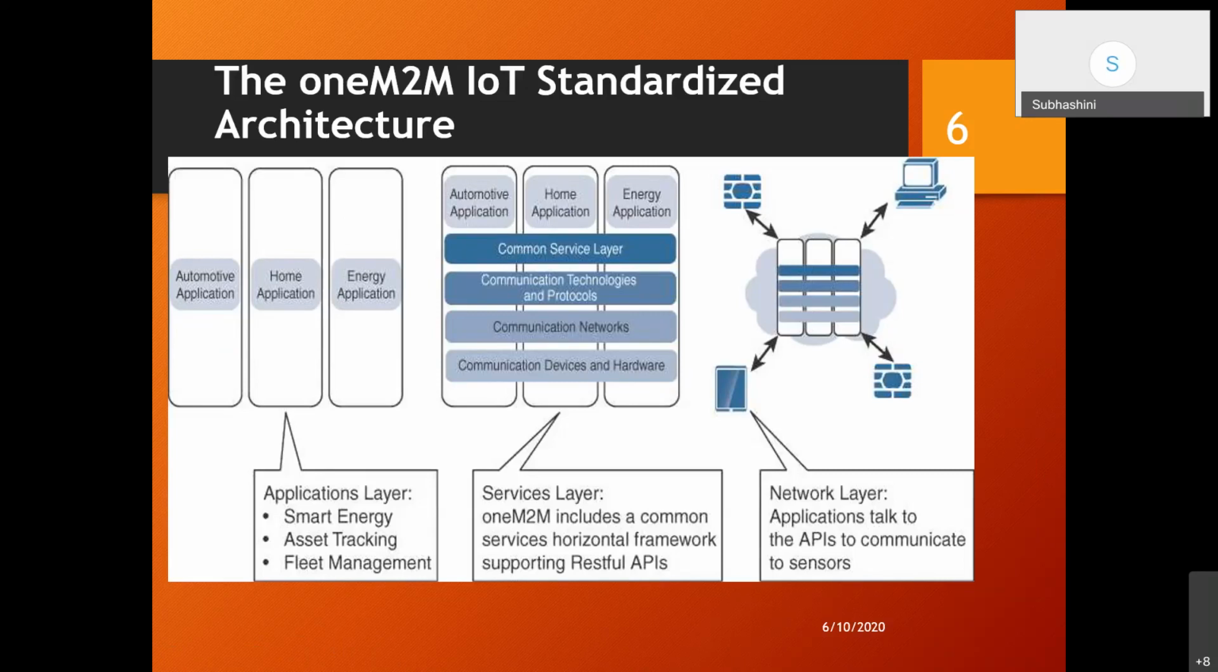Moving on to the service layer, what does it talk about? As you can find here, the service layer encompasses different communication devices and hardware, different communication networks, and different communication technologies and protocols, but a common service layer. The service layer is made to be common, whereas the implementation layers are different. So all these different implementations should work together to give out a common service. These services need to be passed between the application and network layers. They have to interact with each other. This is the main intention of the oneM2M architecture.